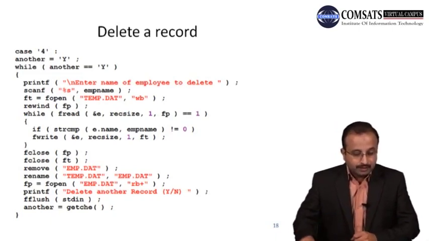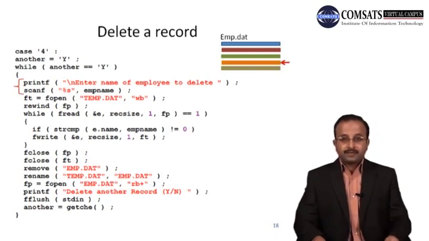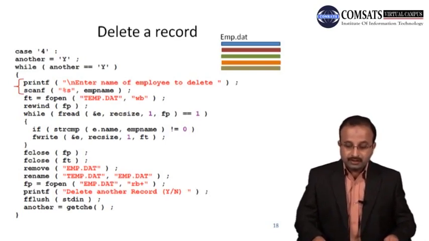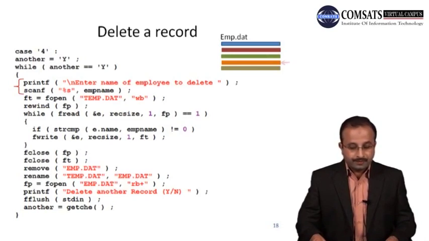Okay, let's see the process step by step. This is our m.dat file that contains 1, 2, 3, 4, 5 records, and each record is shown in a different color. Then we have this printf and scanf. We ask the user to input the name. The user inputs the name, and here we see that the user wants to delete this record, the 4th record, whose color is orange. The record in orange color is the one the user wants to delete.